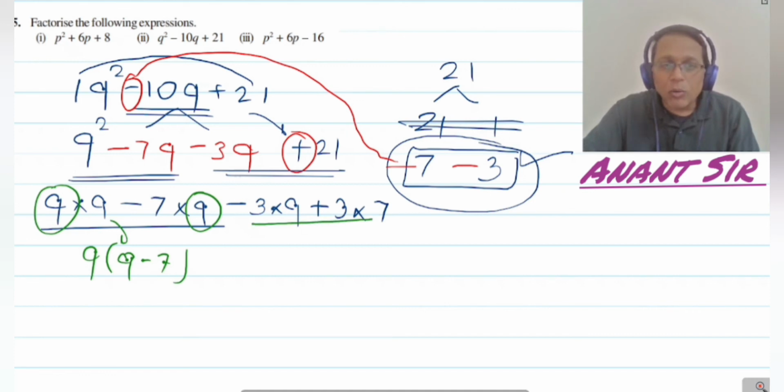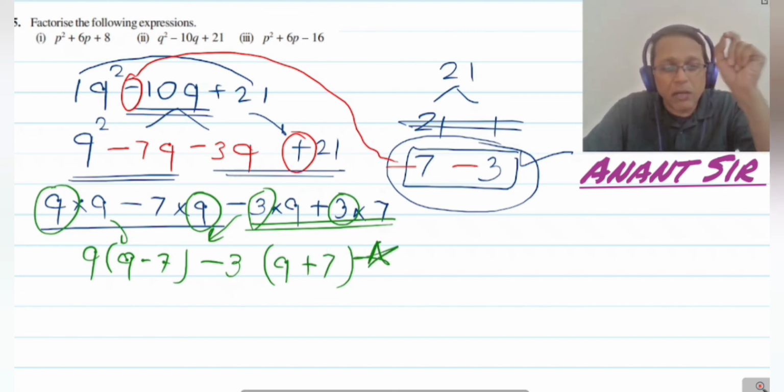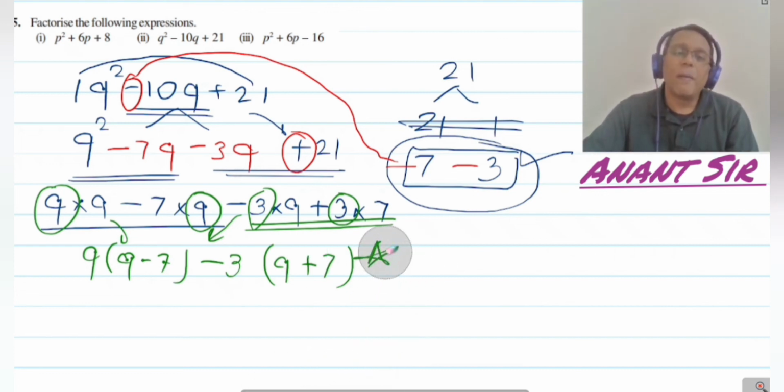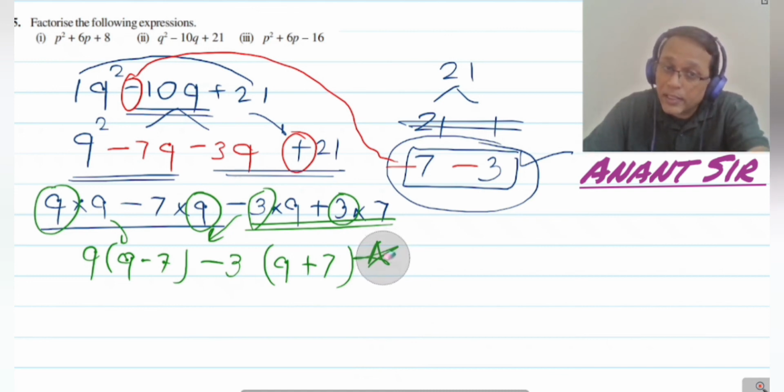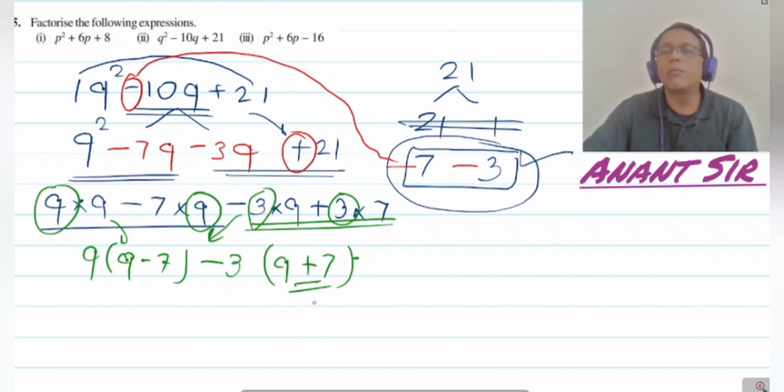And what about the last two terms? What can I take common? I can take 3 common. What is the sign of that 3? It's negative. And then what remains in the bracket is q plus 7. This is where many students make a mistake. They have written the sign positive there, right? I have written positive. This is where I have made the mistake.